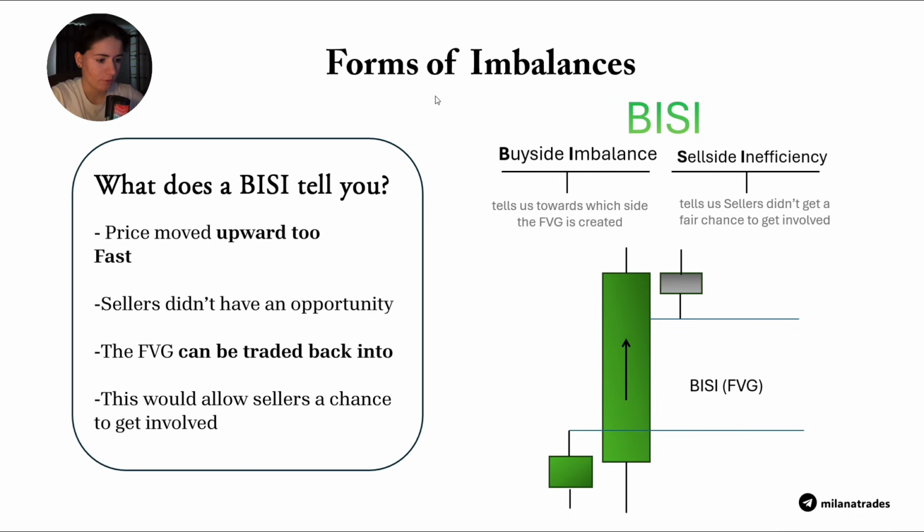Okay, now let's look at forms of imbalances. First is BISI. It means buy side imbalance and sell side inefficiency. Buy side imbalance tells us towards which side the fair value gap is created, and sell side inefficiency tells us sellers didn't get a fair chance to get involved. To make it clear, let's take a look at a real chart example to see how it works in practice.